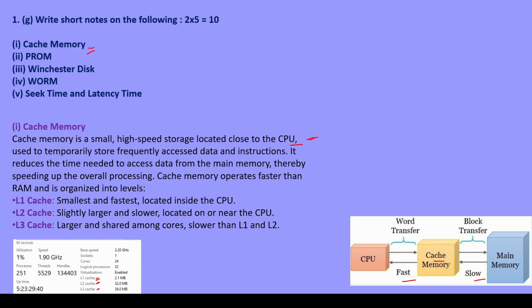As we know, if you run a program and minimize it, it is stored in L1, and if you continue running programs, L2 is used. If you run programs simultaneously, L3 is used. This reduces the time needed to access data from main memory, therefore speeding up overall processing. Cache memory is faster than RAM and is organized into levels, just because cache memory is nearby your processor. L1 is smallest and fastest, L2 is slightly larger, and L3 is shared across cores and slower than L1 and L2. So here we learned about cache memories.